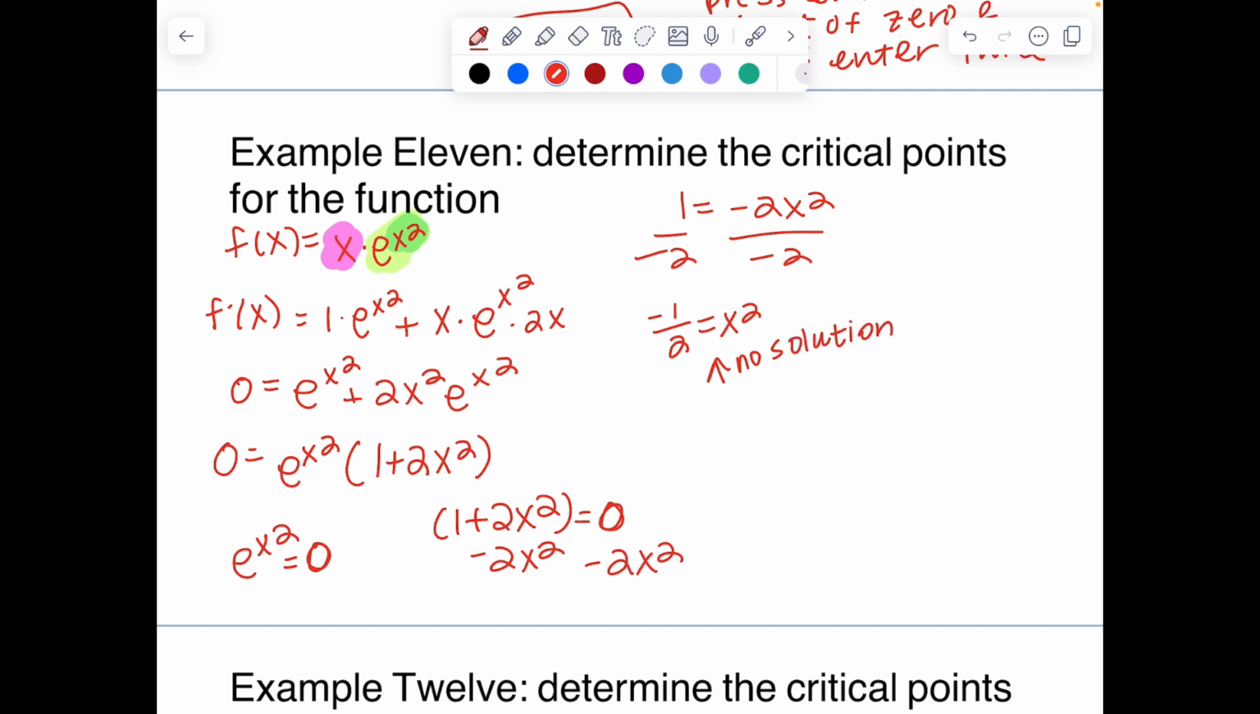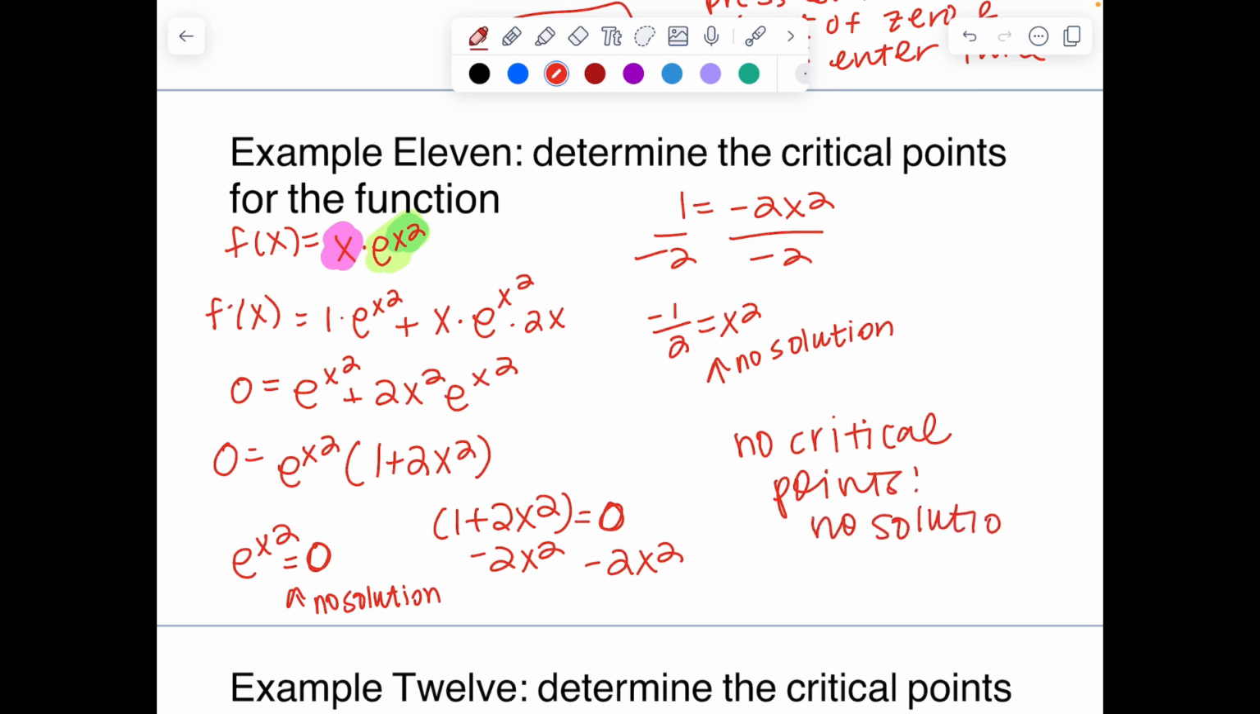And then one other thing that you guys probably don't remember, and I do not blame you, is that e to the x never equals 0. So you can never get this down to 0. And so this also gives you no solution. And this would be a great one to use the calculator for to help you out there. And so this is an example where there are no critical points because there's no solution. No critical points, no solution. So there's no critical points.